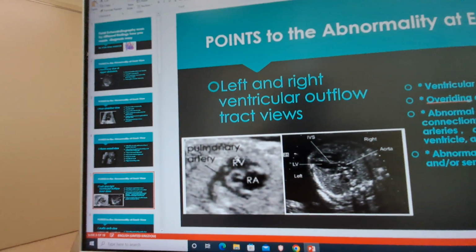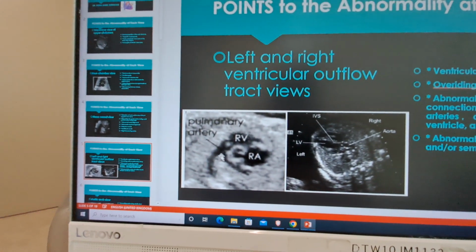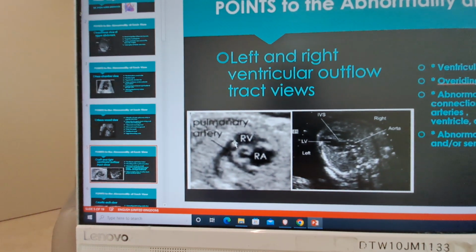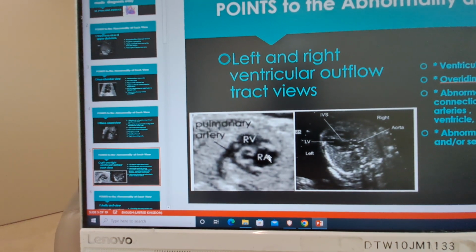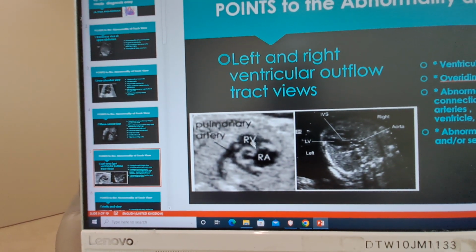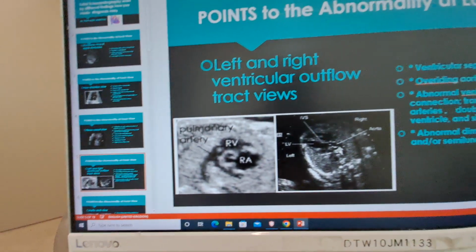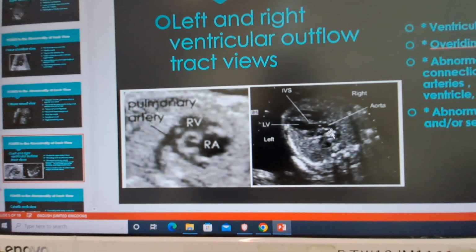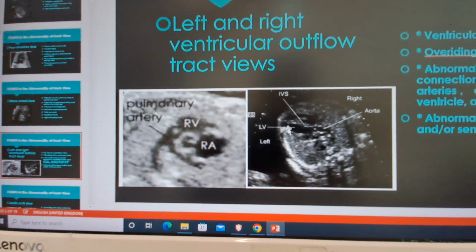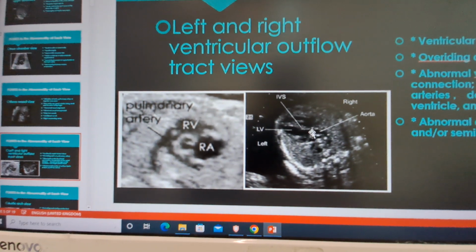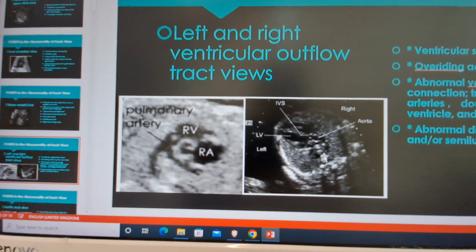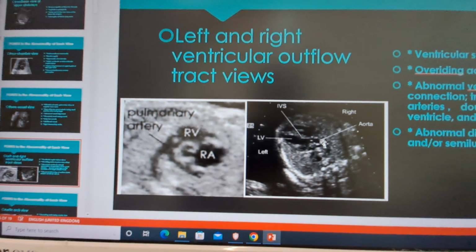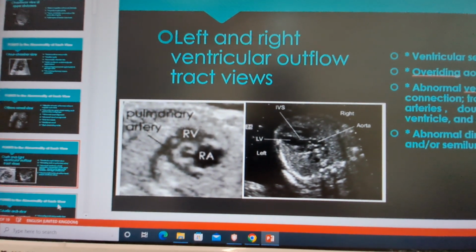This is the normal right outflow, which starts after the valve at the pulmonary artery, and this is the right atrium and right ventricle. This is the normal left outflow, which arises from the left ventricle going through the septum to the aorta, and this is the ascending aorta going to the descending aorta. So this is the normal left outflow.